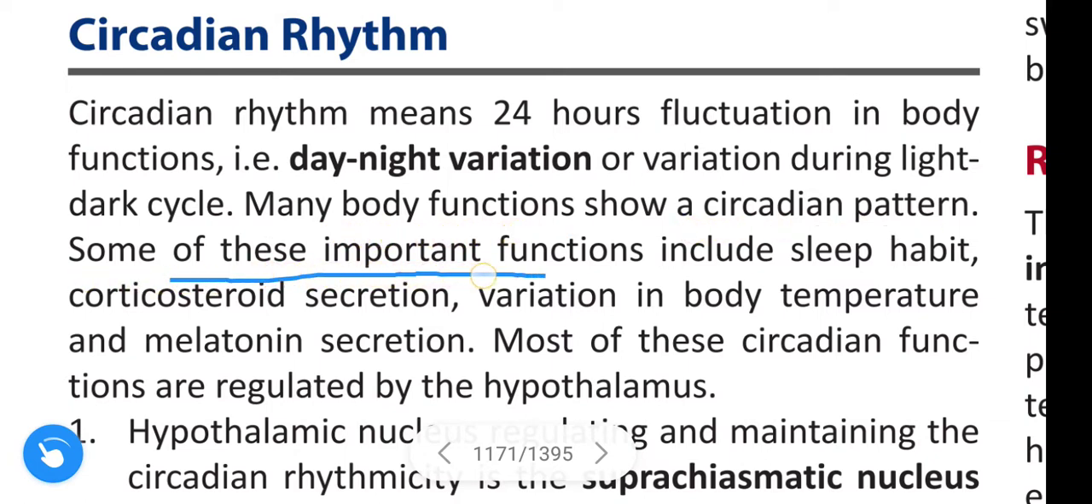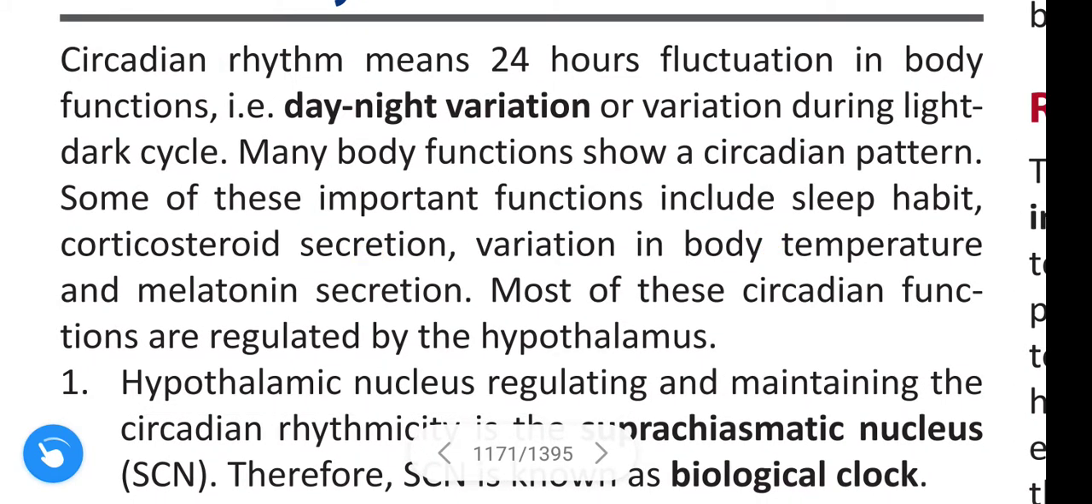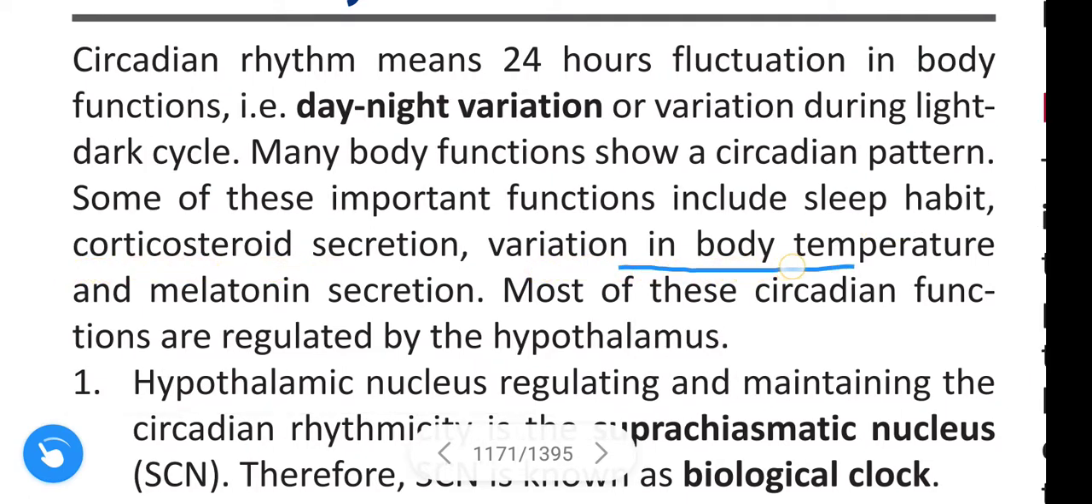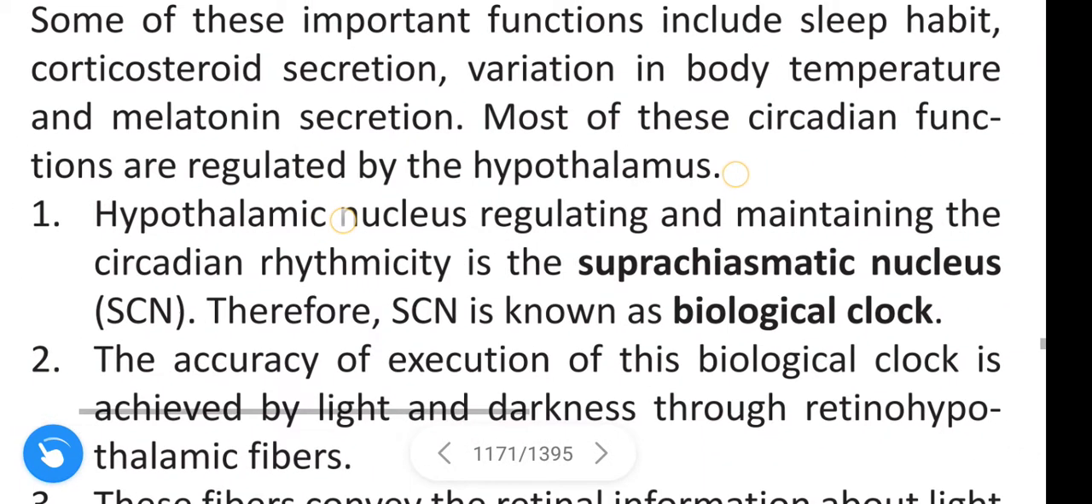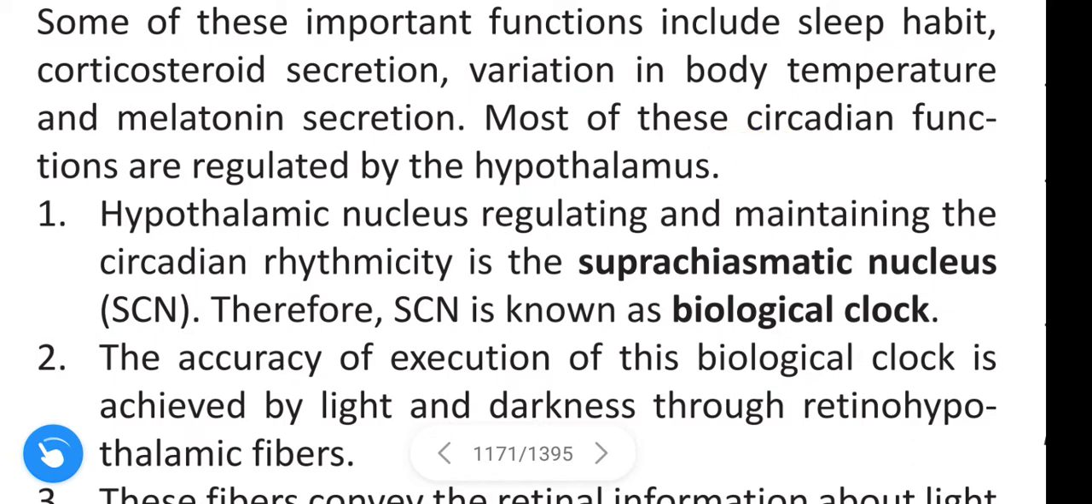Some of these important functions include sleep habit, corticosteroid secretion, variation in body temperature, and melatonin secretion. Most of these circadian functions are regulated by the hypothalamus.